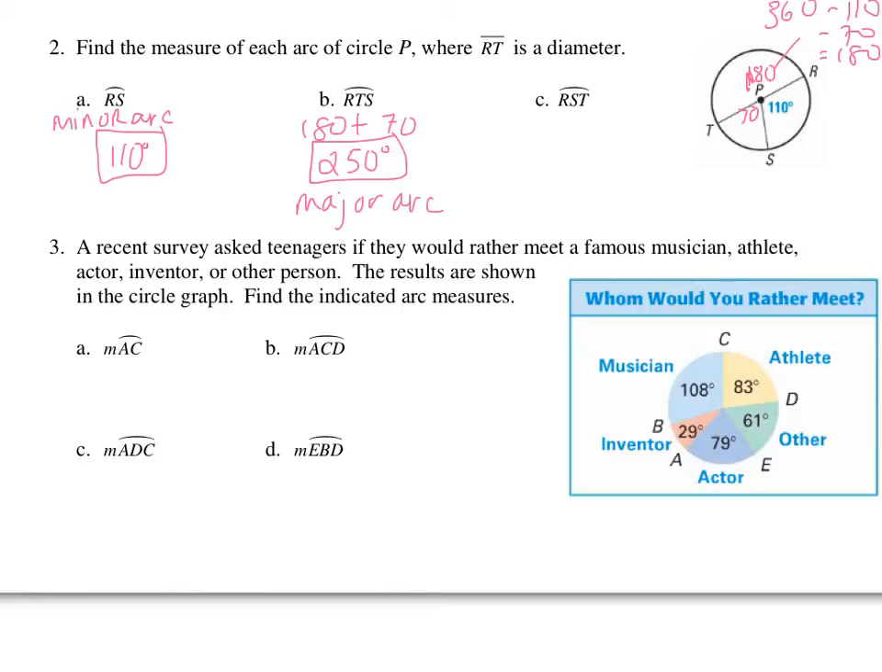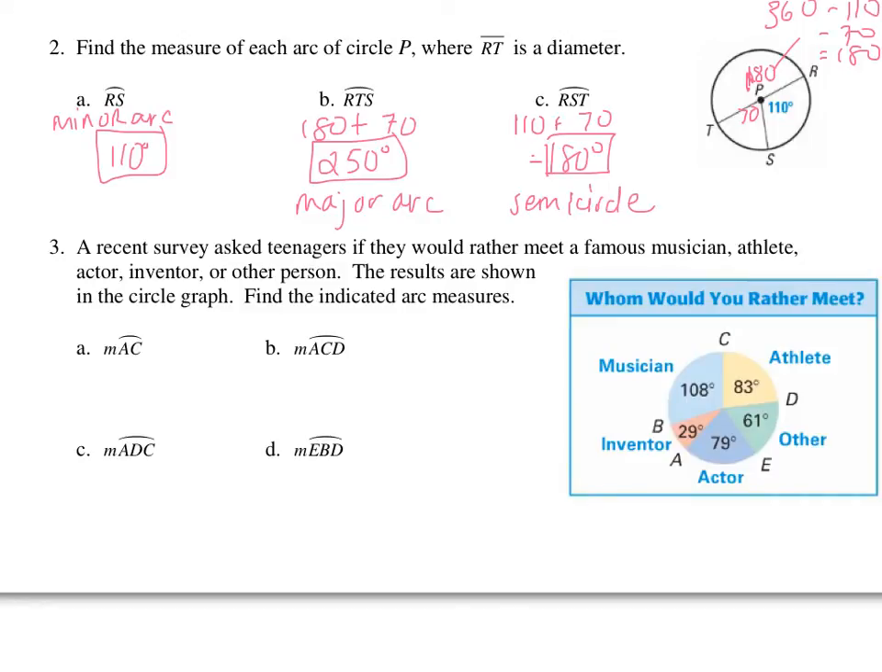Then for RST is the other direction around, so I have the 110 plus the 70, so I get exactly 180 degrees. So this more specifically is a semicircle again.